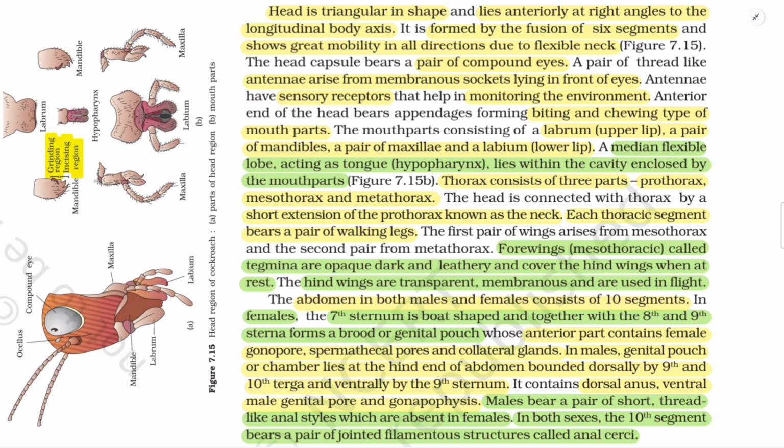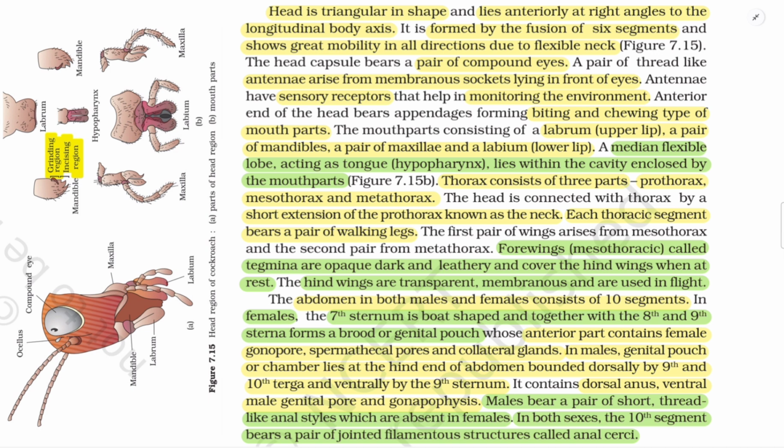figure 7.15. The head capsule bears a pair of compound eyes. A pair of thread-like antennae arise from membranous sockets lying in front of the eyes. Antennae have sensory receptors that help in monitoring the environment.